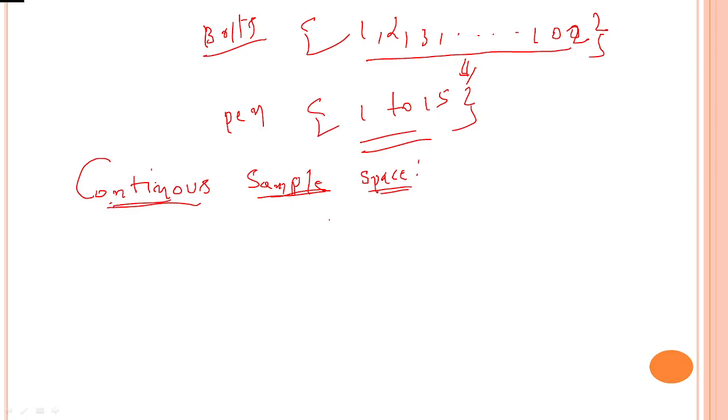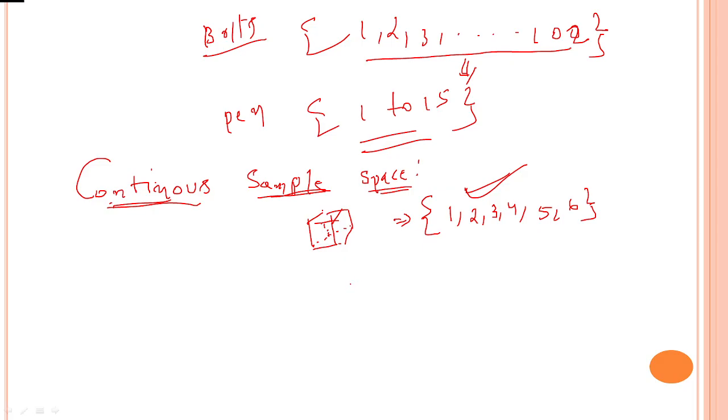if you consider a die, the die has 6 outcomes. All the 6 outcomes, 1 2 3 4 5 6, should be defined continuously, in a continuous manner. Then it is a continuous sample space.